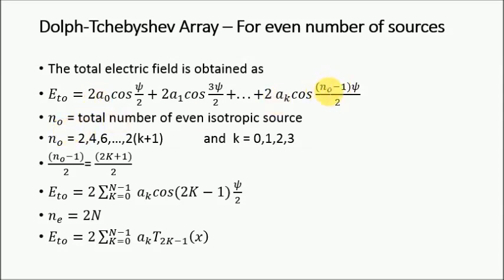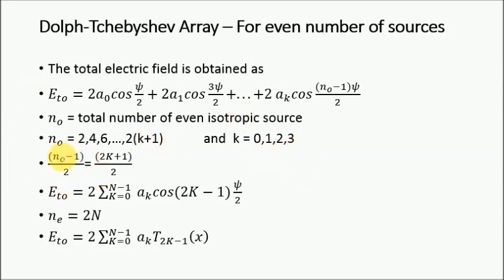Now the last term that I have taken here is n0, which is the total number of even isotropic sources. Now we can make one arrangement here. This arrangement is very simple. n0 is always a multiple of 2, that is 2, 4, 6 up to 2 into k plus 1, where k varies from 0, 1, 2, 3.